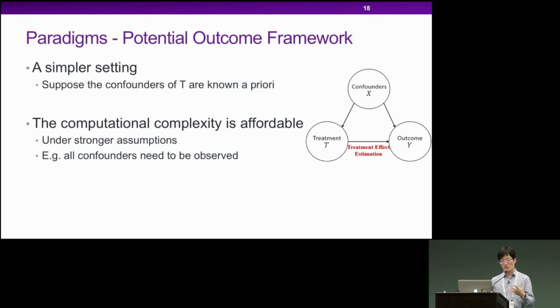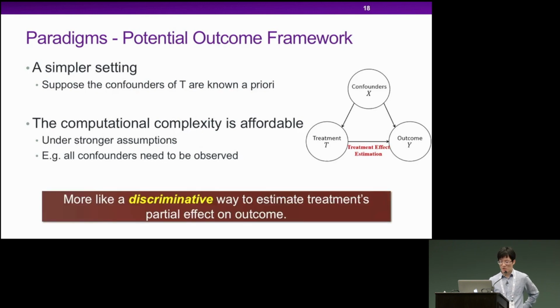So of course this is a simpler setting, and the computational complexity is affordable, but there is no free lunch. So we need some stronger assumptions. For example, we need that all of the confounders are observed. Of course, we can hardly guarantee this in some very challenging or complicated scenarios. But of course, this can make it practical in some real scenarios. So we would say that the potential outcome framework is more like a discriminative way to estimate the treatment's partial effect on the outcome.